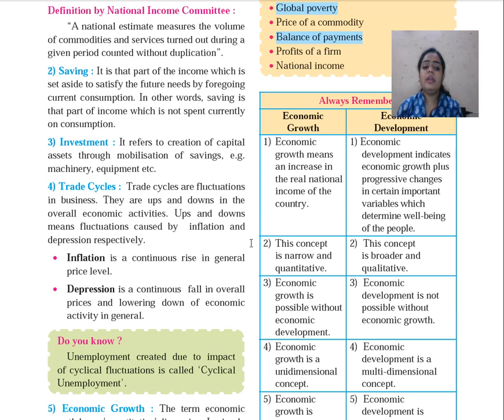Trade cycles can be distinguished into two parts, inflation and depression. Inflation is a continuous rise in the general price level, so the general prices go higher and higher. Depression is a continuous fall in the overall prices and a lowering down of economic activity in general. Now we are seeing that many people are selling because they want customers to buy, and there is inflation because there is a rise in the price of all the commodities that we are dealing with.